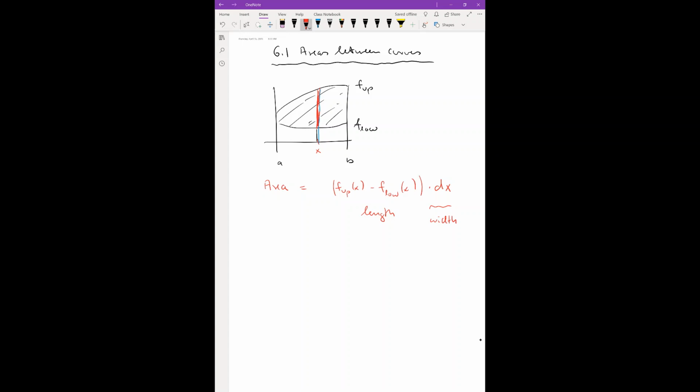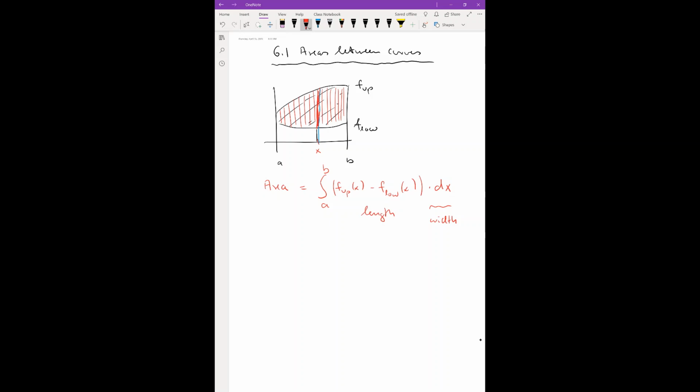And now you do this for all X between A and B. And you sum it all up. So the integral sign is a capital S, that stands for sum. You sum it all up for all X between A and B. And this gives you then the area between the two curves. So that is the main idea.